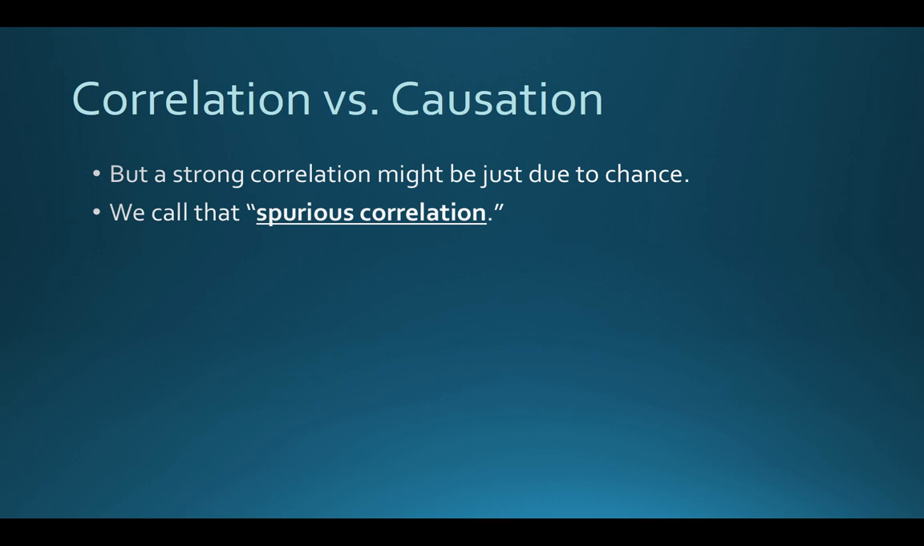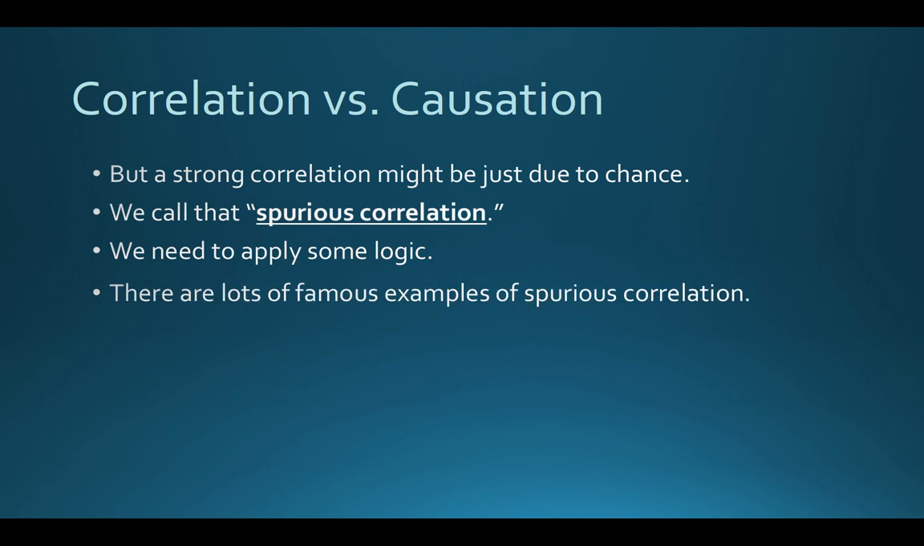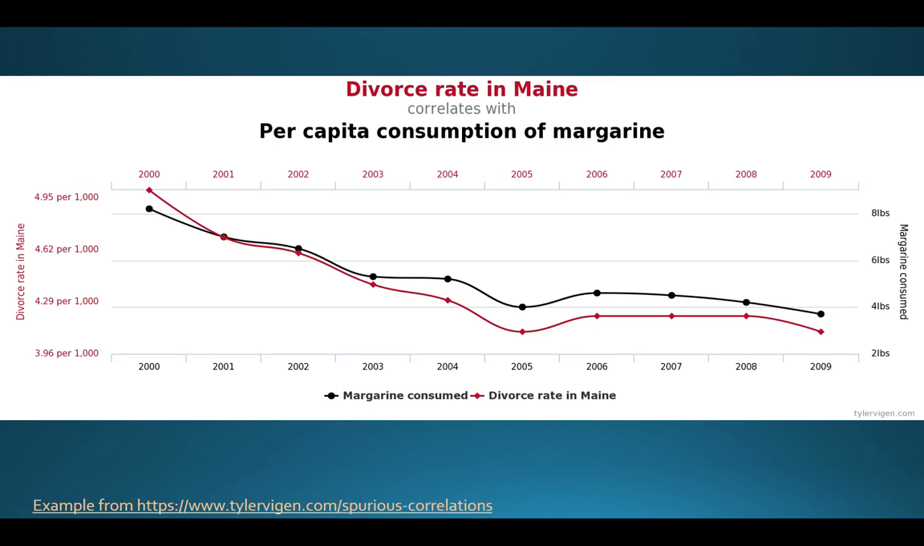So when we think we might have a spurious correlation, we're just going to have to apply some logic. And there are lots of famous examples of spurious correlation. Again, spurious correlation is where there's a strong correlation that's just due to chance. I could show you a ton of examples, but I'm only going to show you one famous example of spurious correlation.